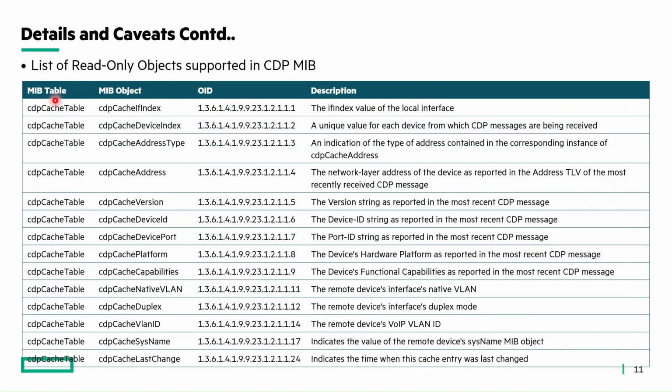Next is the CDP cache table. This abstract table holds the cached information obtained via the received CDP messages.